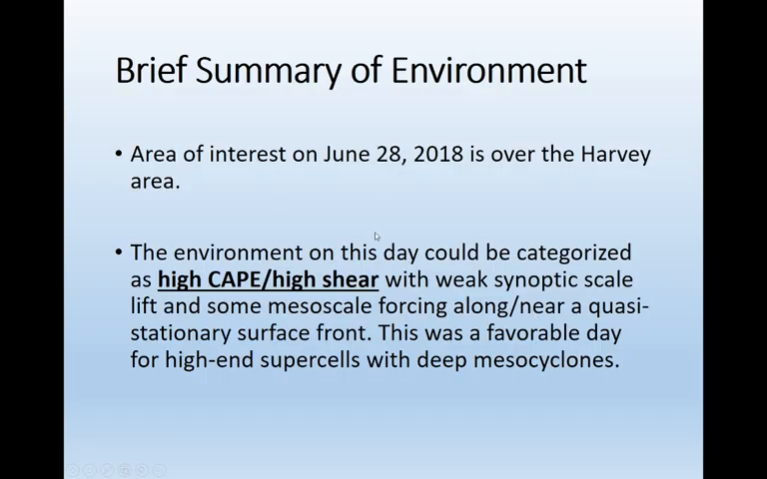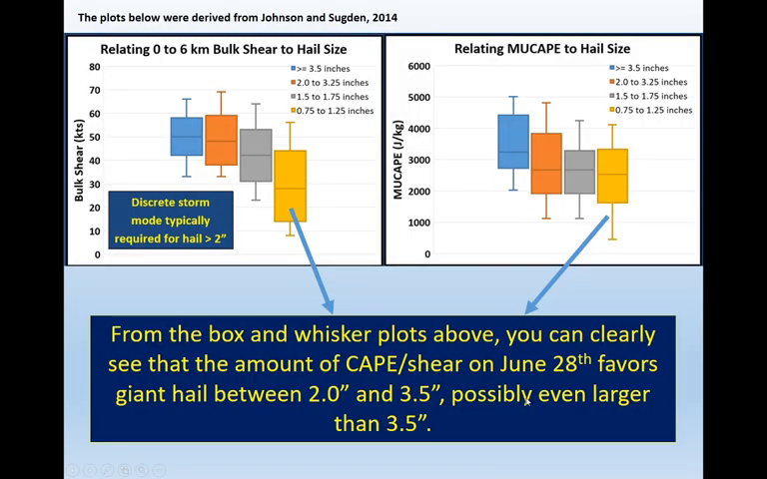So a brief summary of that environment. I would categorize that as a high CAPE, high shear day with some weak synoptic scale lift and the presence of some mesoscale forcing along and near that stationary frontal boundary that I showed you a few slides ago. So overall, this was a favorable day for high-end supercells with deep mesocyclones, and given those shear values, you would expect some nice tilted updrafts.